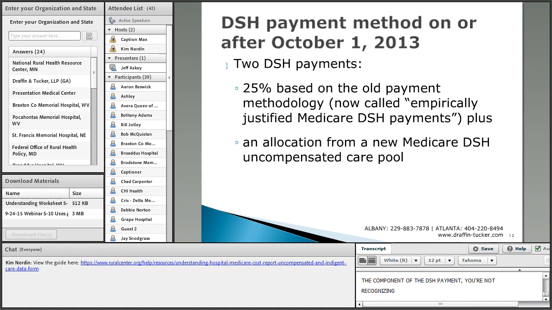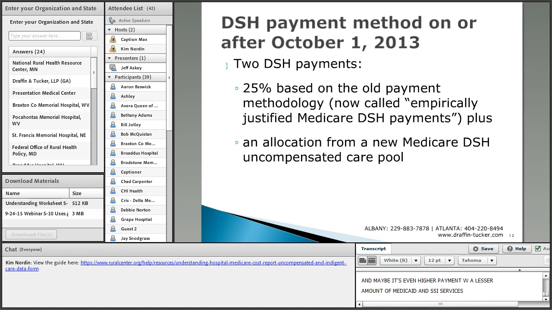So again, with Medicare's change effective with the 2014 federal fiscal year, basically your Medicare DSH payments have been broken up into two separate components. The empirical payment, which is basically 25% of the old payment methodology, plus an allocation from a new Medicare DSH uncompensated care pool.